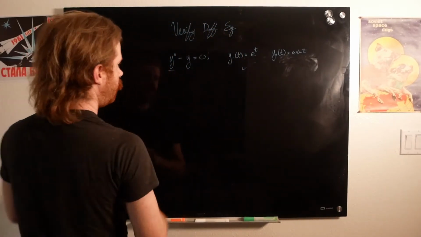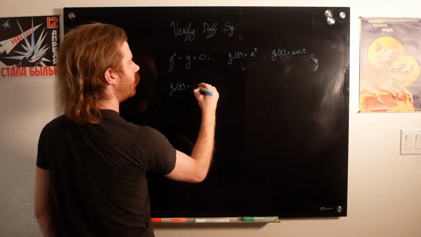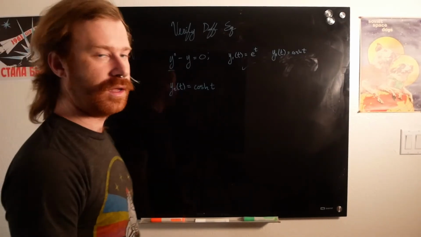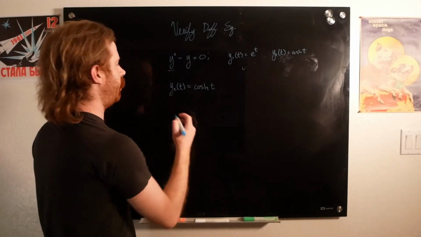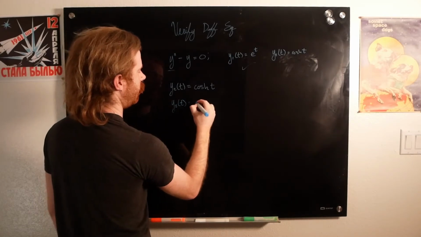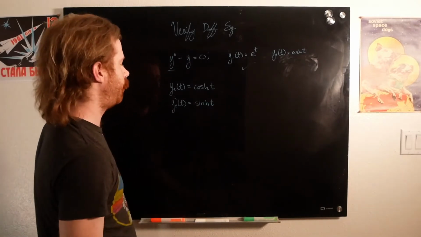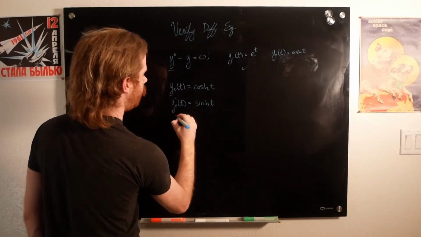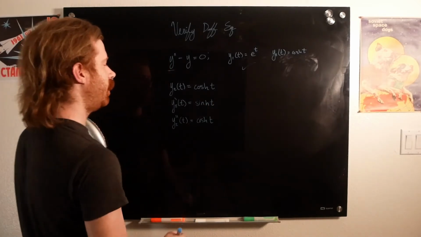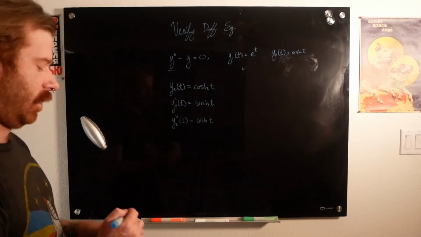Let's try y2 of t equaling cosine hyperbolic of t. The derivative of cosine hyperbolic of t is just sine hyperbolic of t. So y prime 2 of t equals sine hyperbolic of t. And then y2 double prime of t is going to equal cosine hyperbolic of t. The derivative of sine hyperbolic is cosine hyperbolic, and the derivative of cosine hyperbolic is sine hyperbolic.